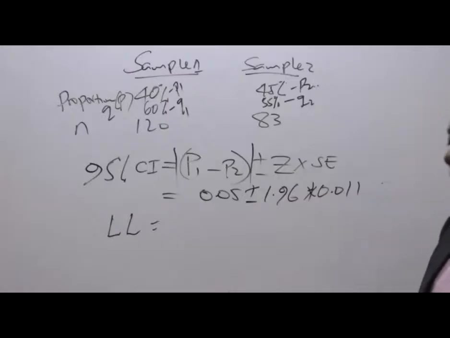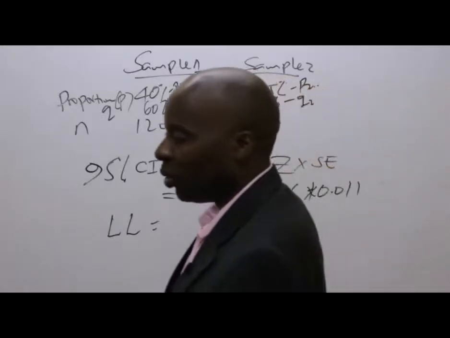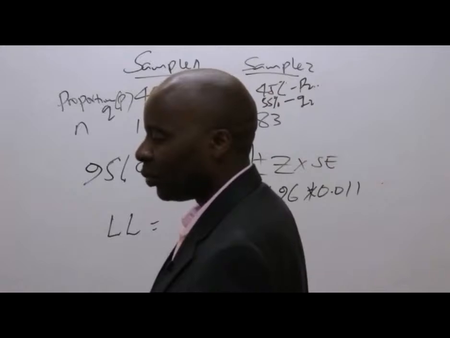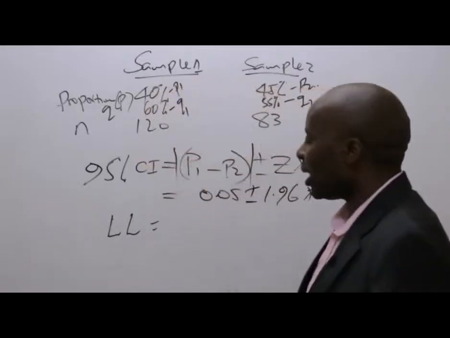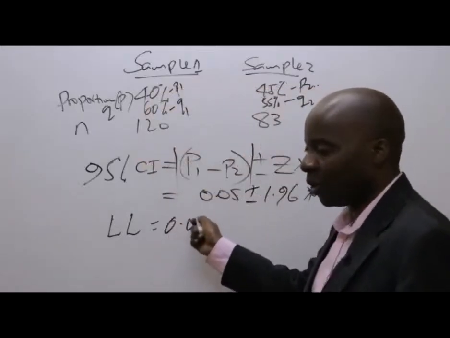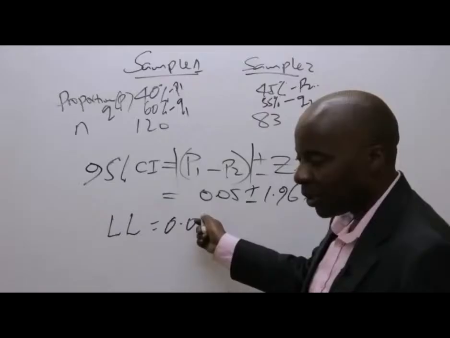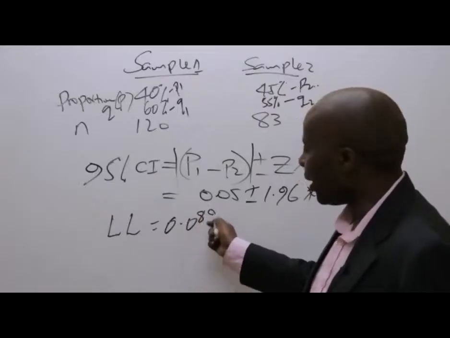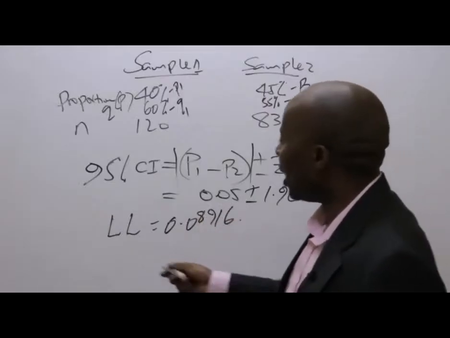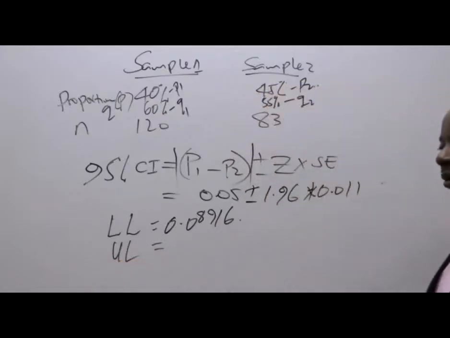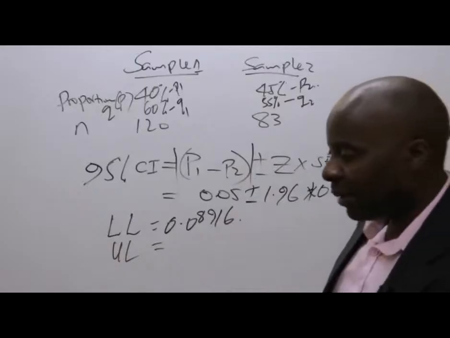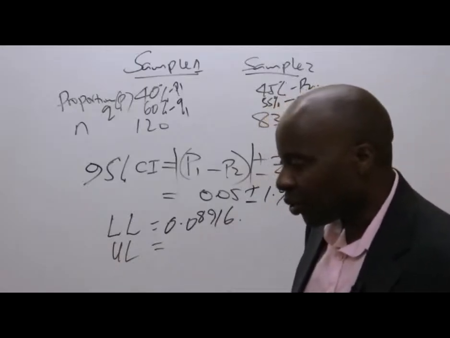So the lower limit, ladies and gentlemen, at the end of the day will give us what figure? I'm given a lower limit of 0.0816. How about the upper limit? The upper limit I'm being given is 0.199.